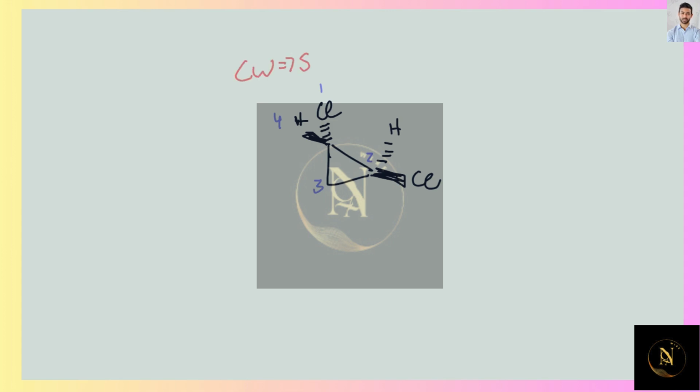Okay, let's move on to the next one. Again, chlorine is the highest priority. Carbon attached to chlorine is the second. Carbon not attached to chlorine is the third. And hydrogen is the lowest priority, and that's in the back. If we go 1, 2, 3, now we've got counterclockwise. And if our lowest priority substituent is in the back, then counterclockwise corresponds to S. So this molecule in total is S, S.